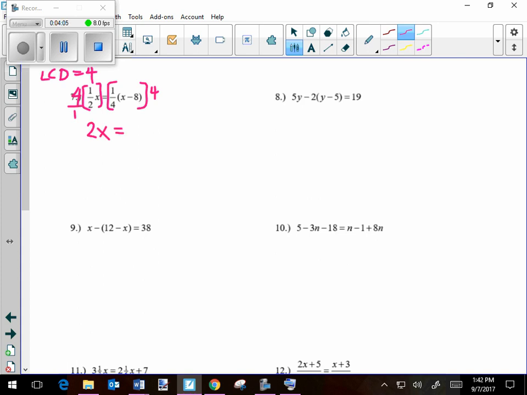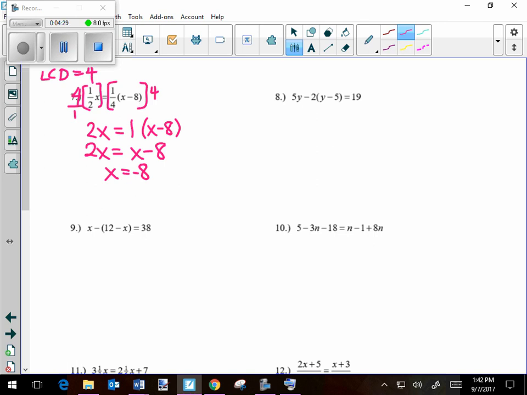Over here, this 1/4 is getting multiplied by all of this. So all I have to do is multiply the 4 times 1/4, which gives me 1. So this is 1 times x minus 8. So I have 2x equals x minus 8, minus the x from both sides, and get that x is negative 8. The next question has parentheses in it.